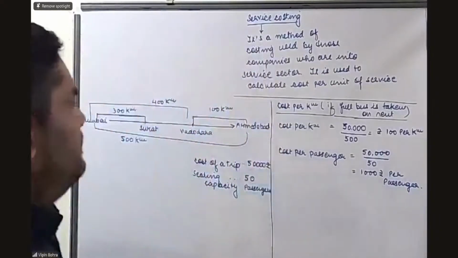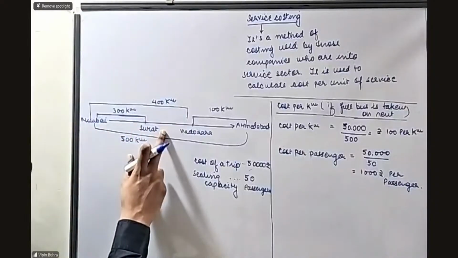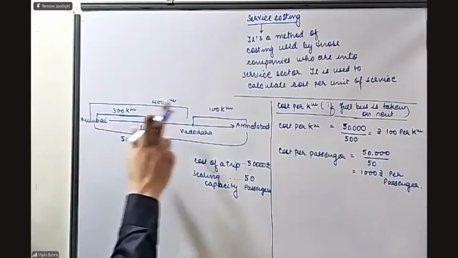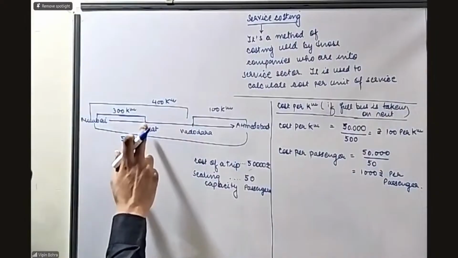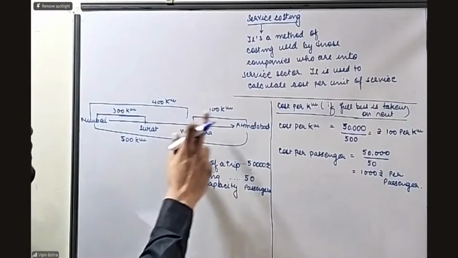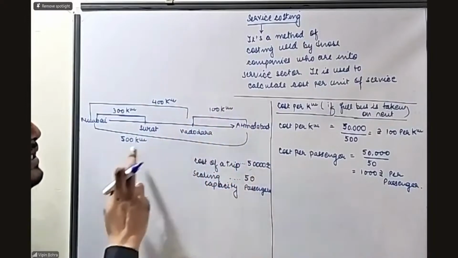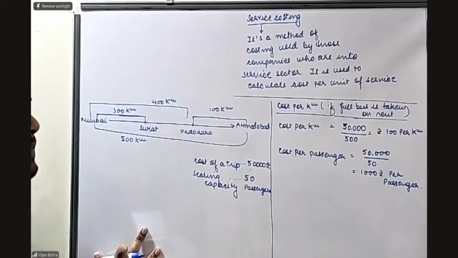I repeat again. Mumbai to Surat, the distance is 300 kilometers. Mumbai to Vadodara, it is 400 kilometers. So it means Surat to Vadodara will be 100 kilometers. And from Vadodara to Ahmedabad, it is 100 kilometers. So 400 plus 100, it is 500 kilometers from Mumbai to Ahmedabad.